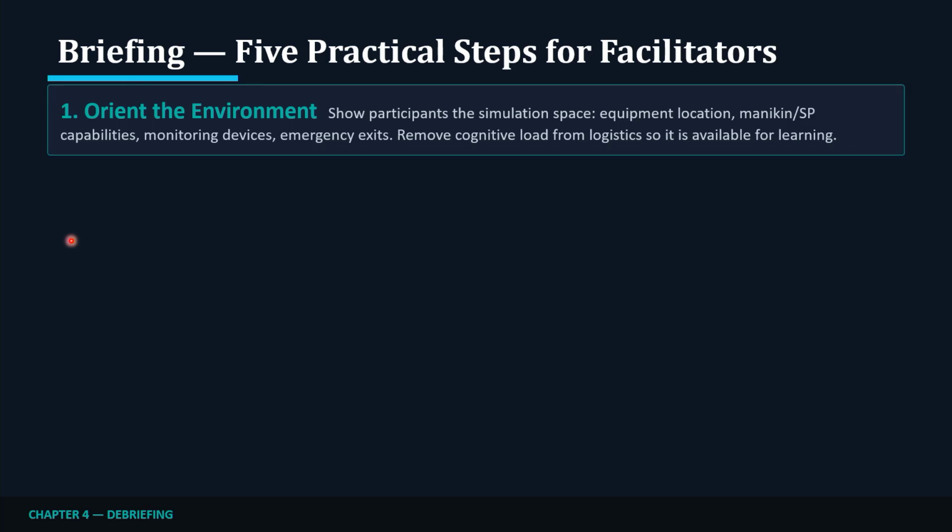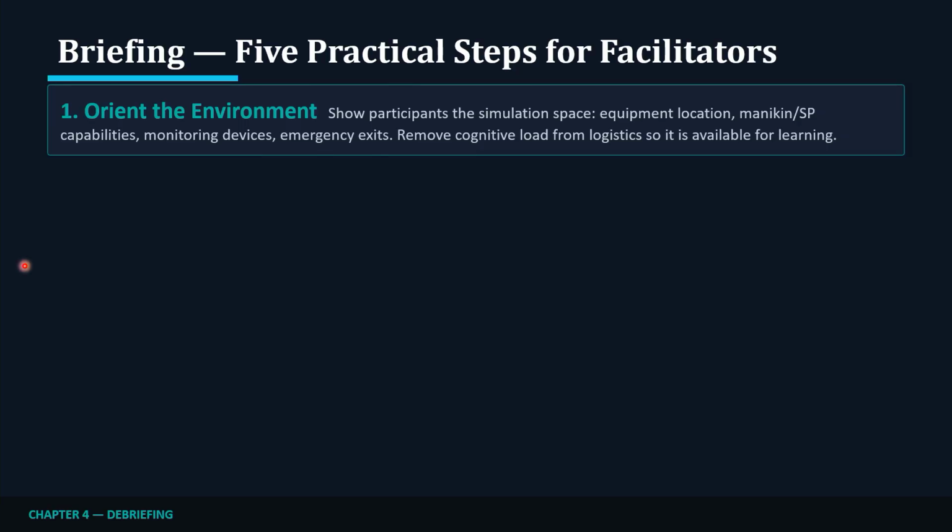So now let us talk about the five practical steps for the facilitator to do the briefing. Number one is orient the environment. Here we should show participants the simulation space, the equipment locations, the mannequin, simulated patient capabilities, monitoring devices, and emergency exit. This will remove any cognitive load from logistics, so it's available for learning.